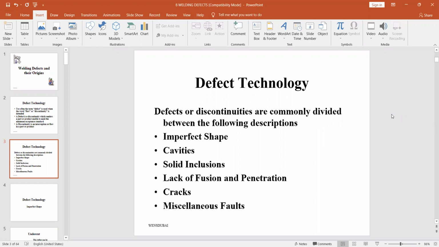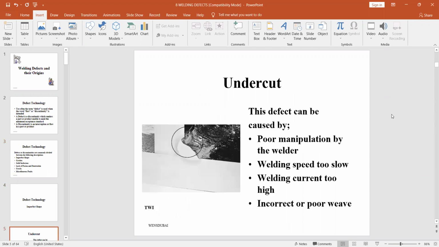Cracks: there are different types of cracks, HAZ cracks, centerline cracks, transverse cracks, toe cracks, many types of cracks. We are going to discuss them in detail. Miscellaneous faults are also there. One by one we will go.